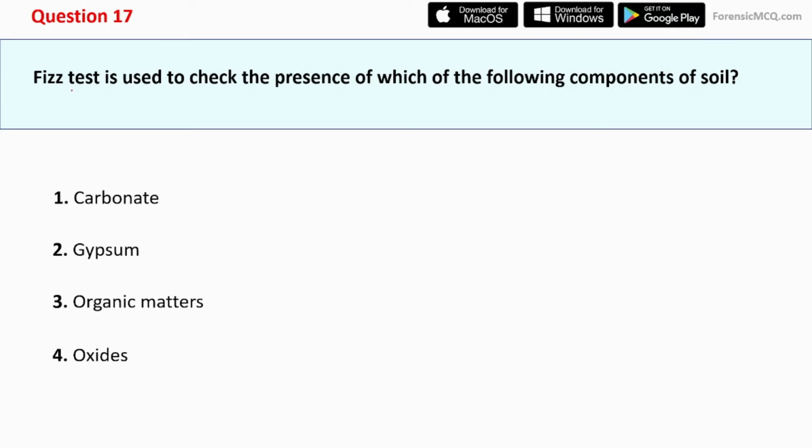Now, check what the Fizz test is. The Fizz test involves treating the soil sample with dilute HCl. When the soil is treated with dilute HCl, it reacts with the carbonates present in the soil and gives carbon dioxide gas. So the correct answer is carbonate.